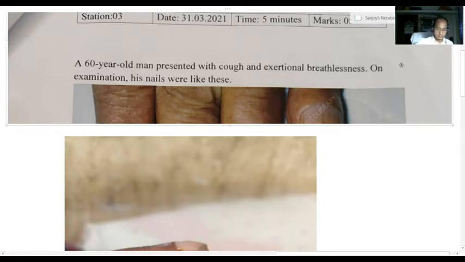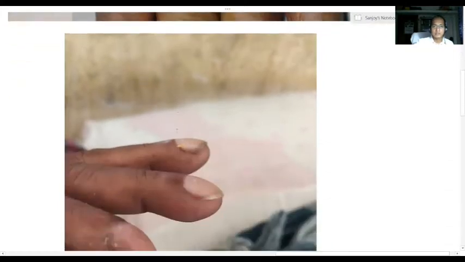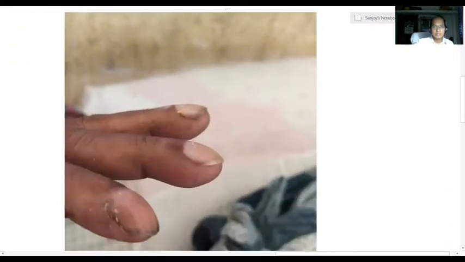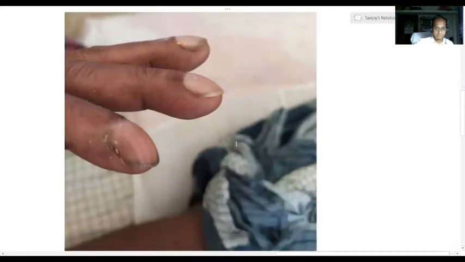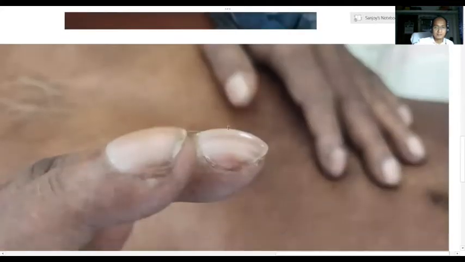At first, the scenario is a 60 years old male patient presented with cough and exertional breathlessness. Okay. On examination, some abnormality in his nail. Nail is like this. What is the problem with his nail? Another photo from my collection.